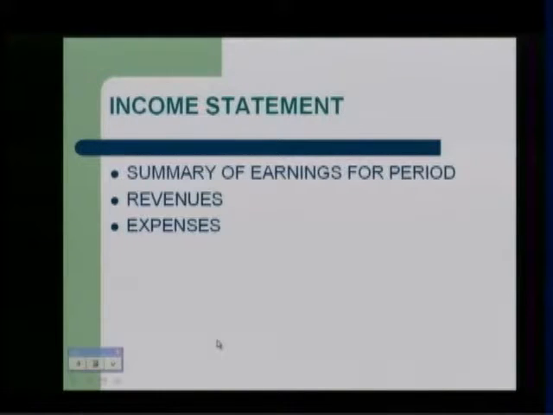revenues and expenses. Revenues are the funds that were earned during a particular period. Expenses are what was paid out to get those revenues. Not necessarily paid out, but things that you used up to get those revenues. Which brings up an important point in accounting. In this accounting class, we're going to be using, for the most part, what we call accrual accounting.